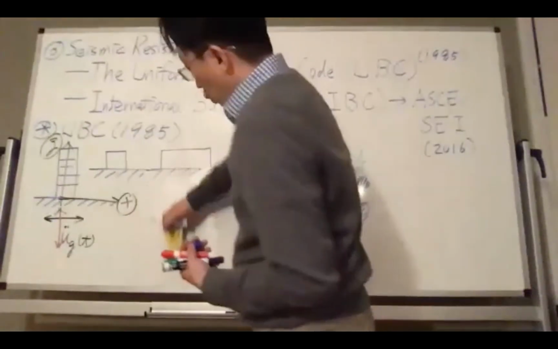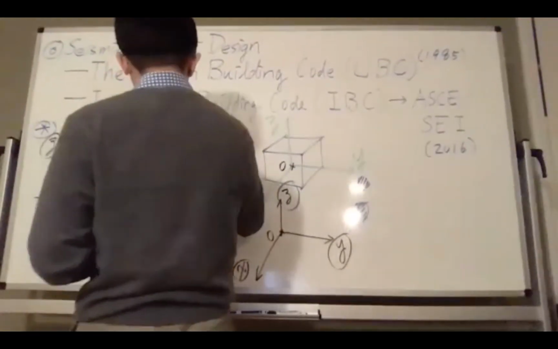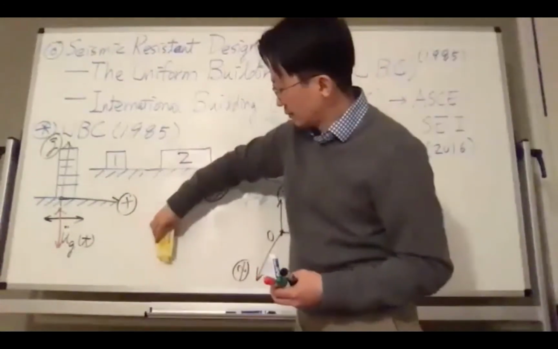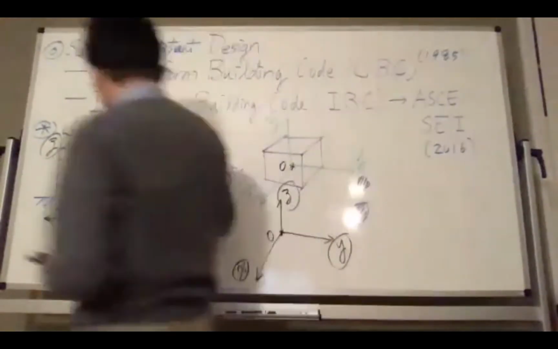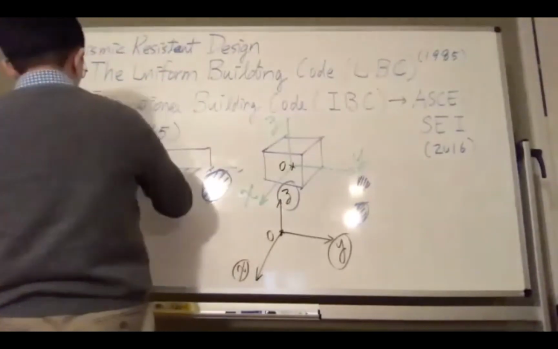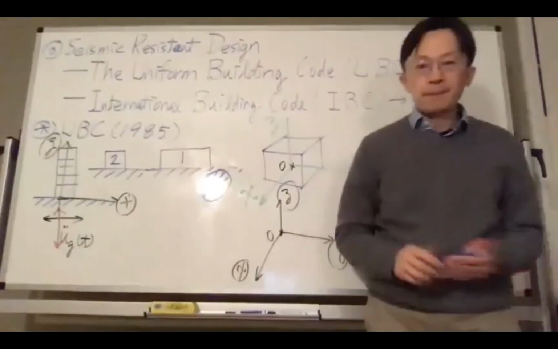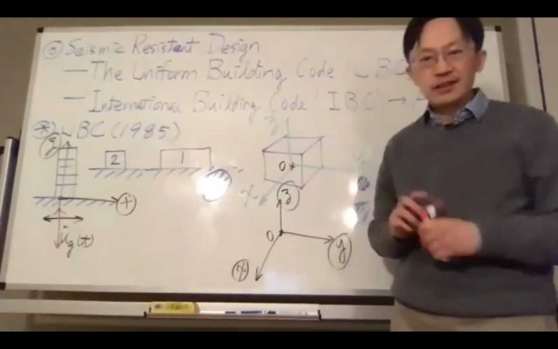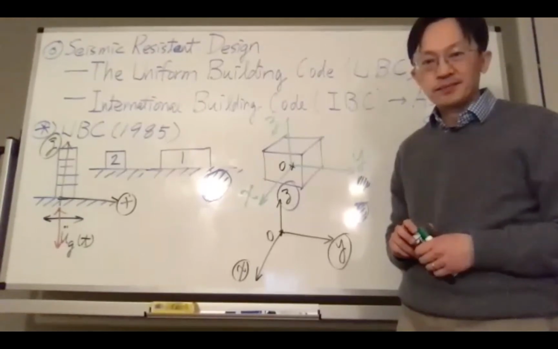I said case one, so this is case one. This will be case two. Wait a minute. Case one goes this way, actually. It's the other way around. So this is case two and case one. Now, is it clear to you why case two is more devastating? Is that clear now?